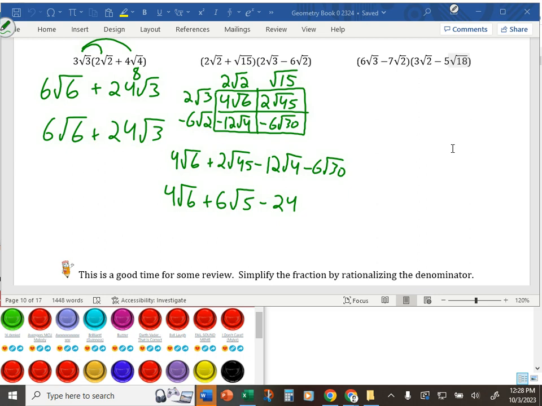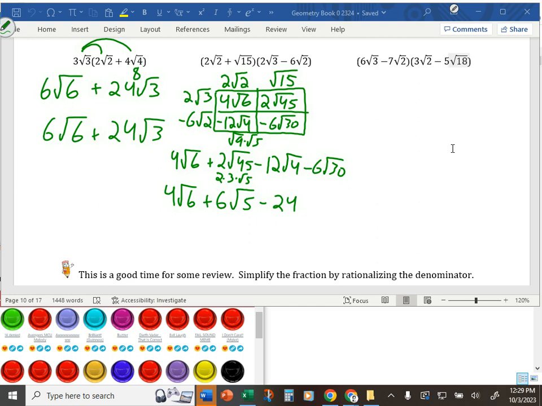We're not done yet. Just hold up. How do you get 6? Because root 45 is root 9 times root 5. The root 9 becomes a 3. So we essentially get 2 times 3 times root 5. And 2 times 3 is the 6.